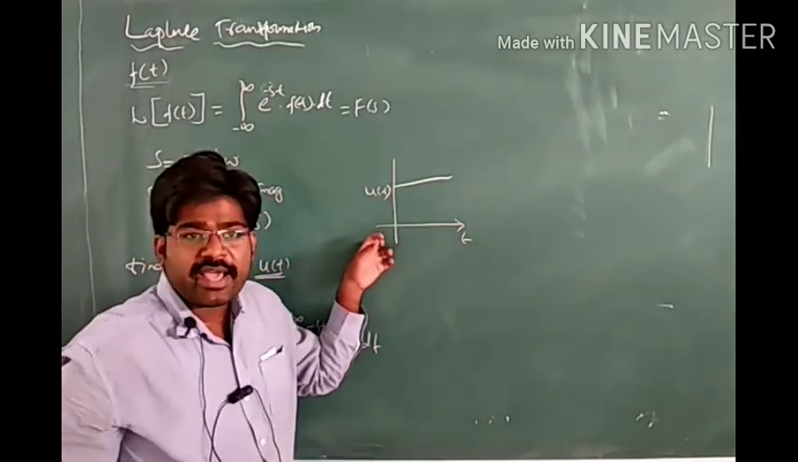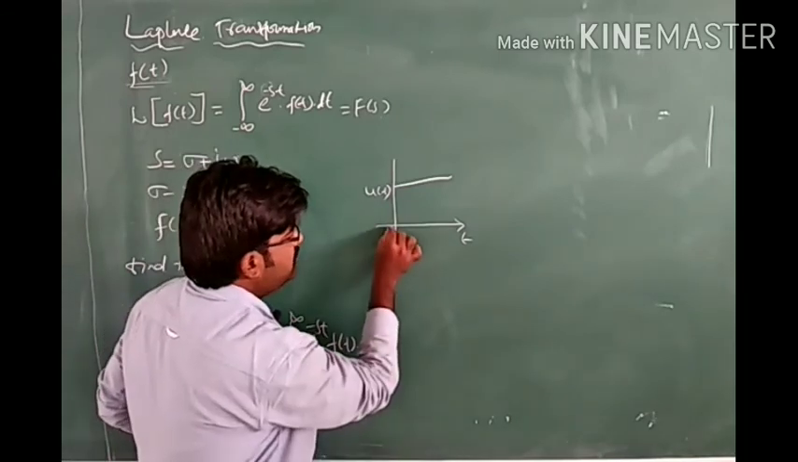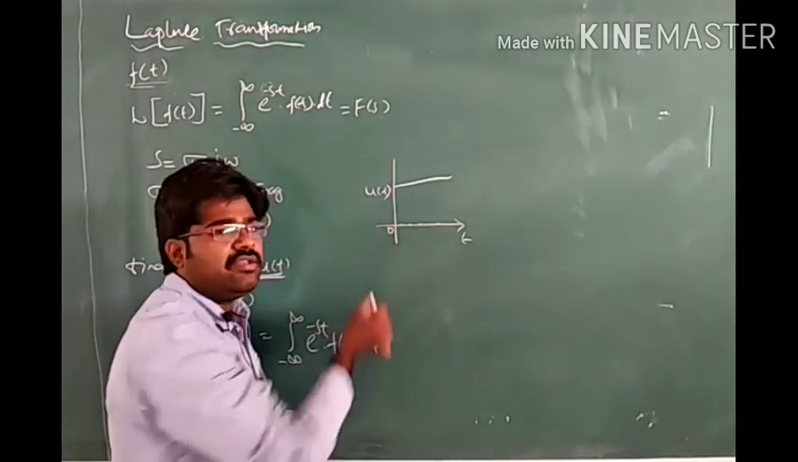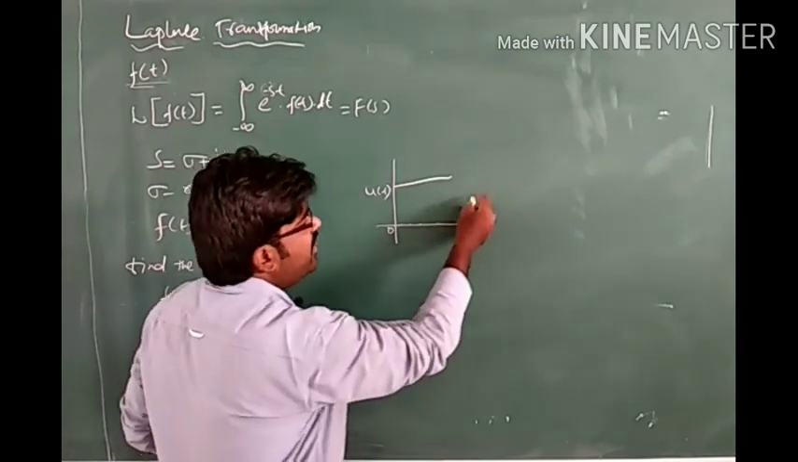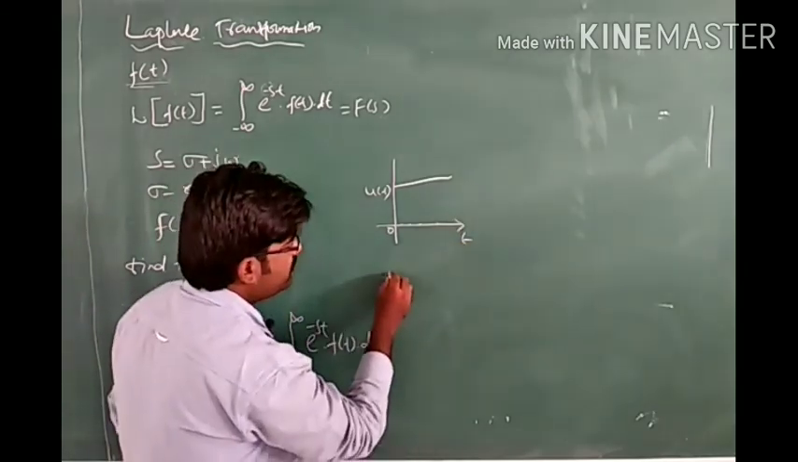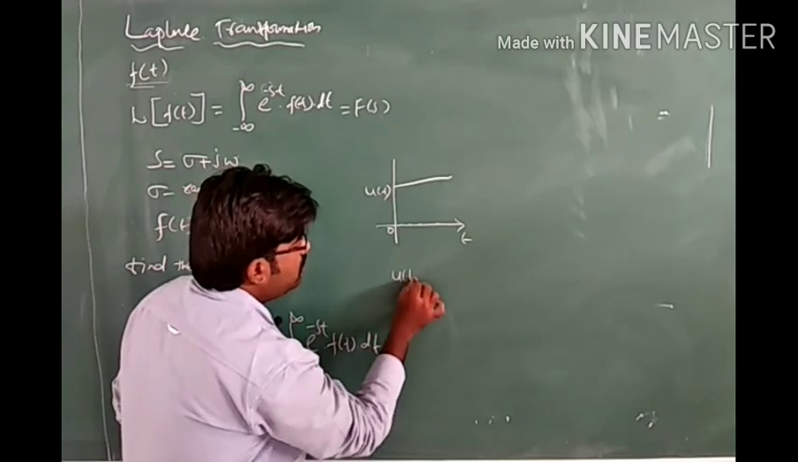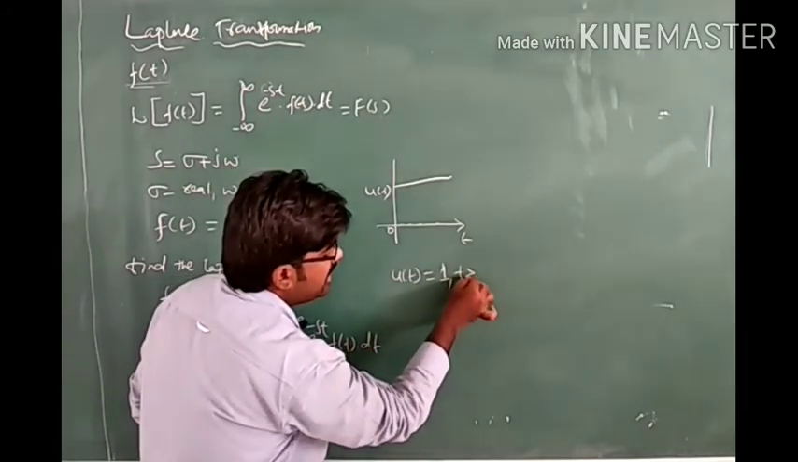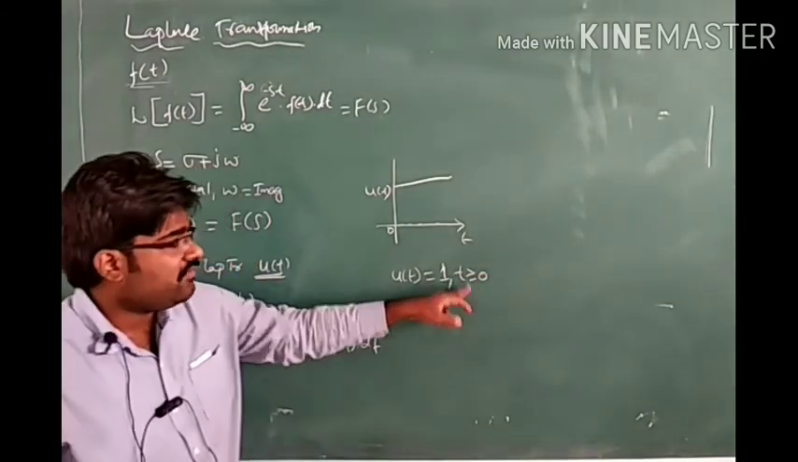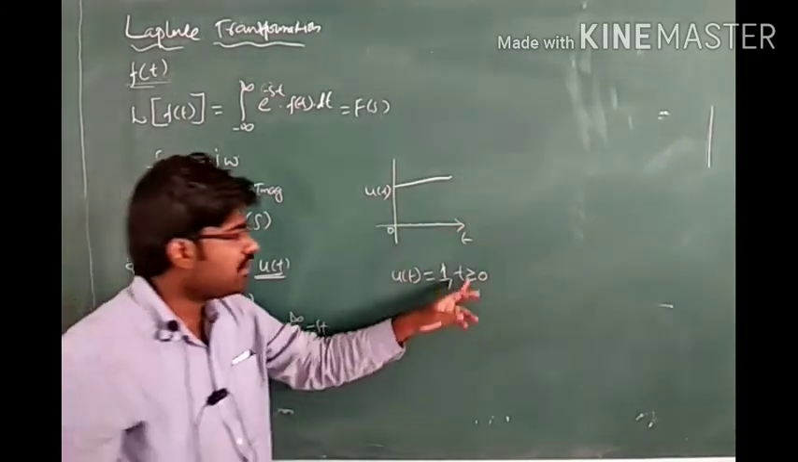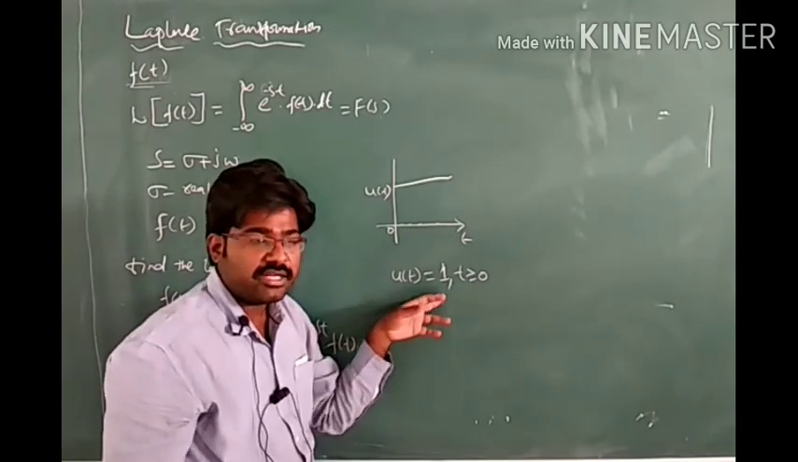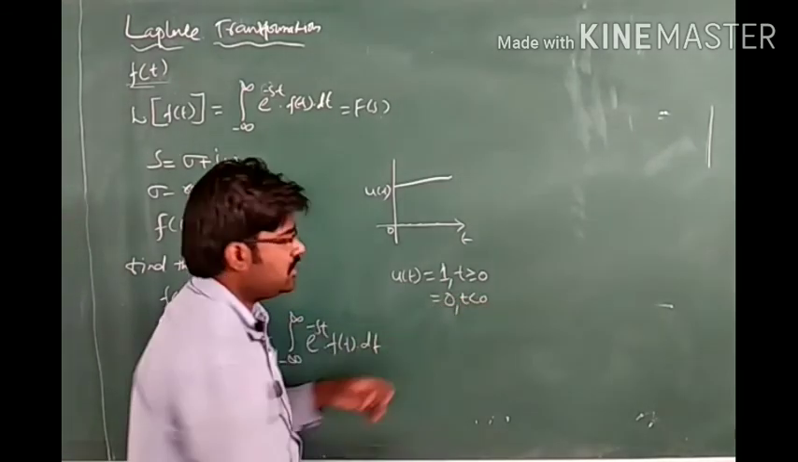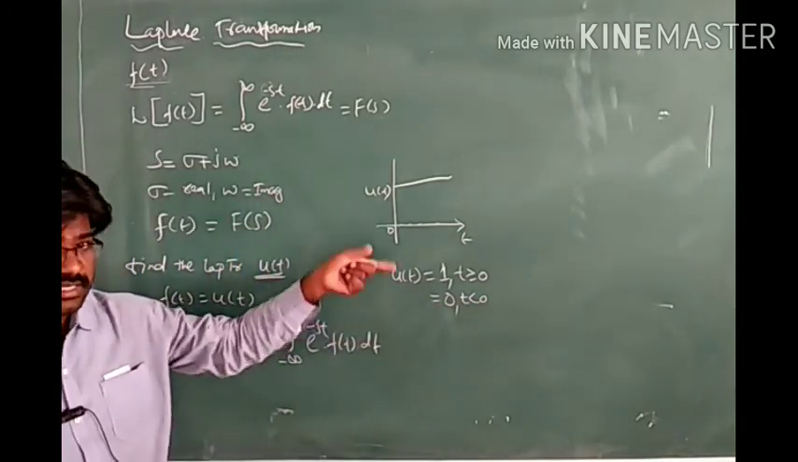Step signal exists only at 0 or greater than 0. At less than 0 its value will be 0. So the step signal is defined as u of t is equal to 1 when t is greater than or equal to 0. If t is equal to 0 or greater than 0, then only u of t exists and its value is 1, and its value is 0 if t is less than 0. This is the definition of the step signal u of t.